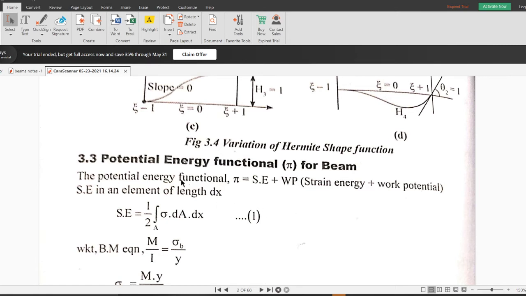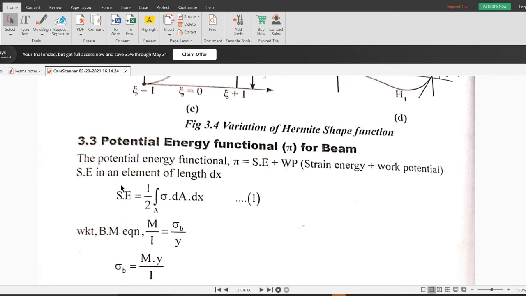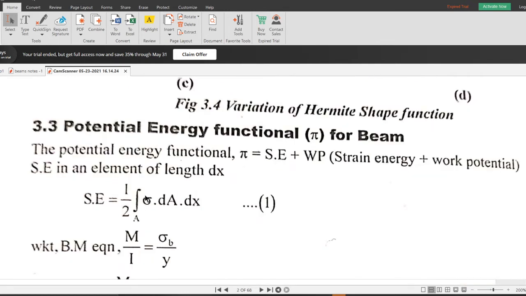So I will repeat once again. To derive the potential energy function for a beam, it is the sum of strain energy plus work potential. Therefore, we need to derive the strain energy. We know the general strain energy equation is half of the integration of sigma into epsilon into dA into dx. Therefore, we need to find what sigma is and what epsilon is.